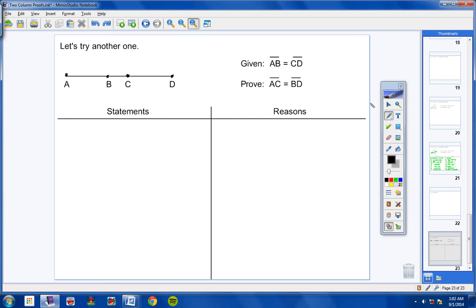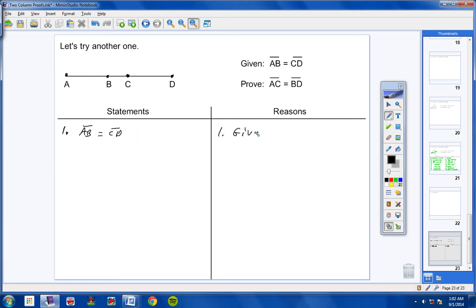Okay, now students, the first thing I guess we can always do is go ahead and write your given. So I'm going to put number 1. I'm going to put AB is congruent, sorry, not congruent. AB is equal to CD. And my reason will be it's given, okay?